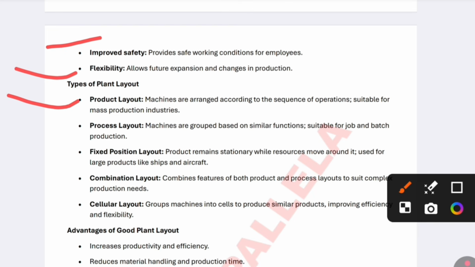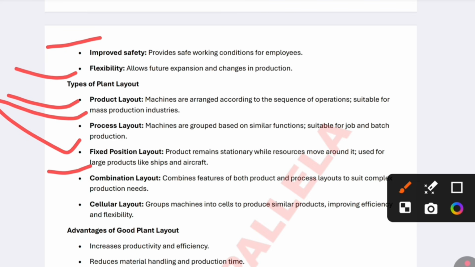Means first one, product layout, ma. Machines are arranged according to the operations. Okay, so based on the operations they can be arranged. Next one, process layout. Machines can be grouped, what process you are doing, what purpose it is important, like that. Next one, fixed position layout. That equipment will be fixed in that position only, we should not be able to remove it from there. That is one of the types.